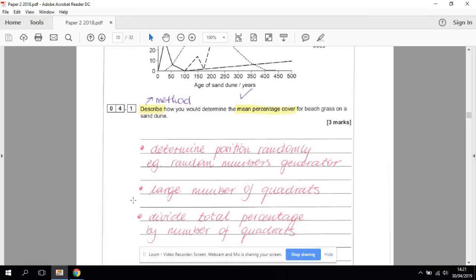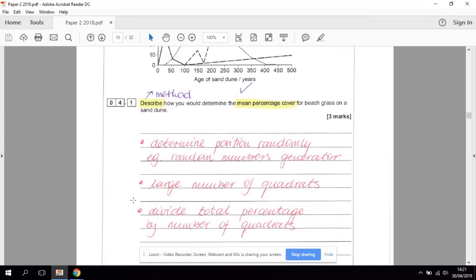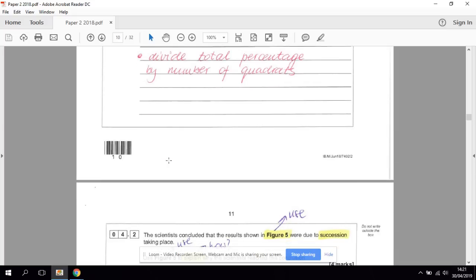Okay, so clear instructions: determine the position randomly. For example, using the random number generator, make sure you've got a large number of quadrants and divide the total percentage by the number of quadrants. Where is this answer coming from? From the mean. So be careful. There's lots of questions like that asking about the mean, so make sure you include that in your answer as well.